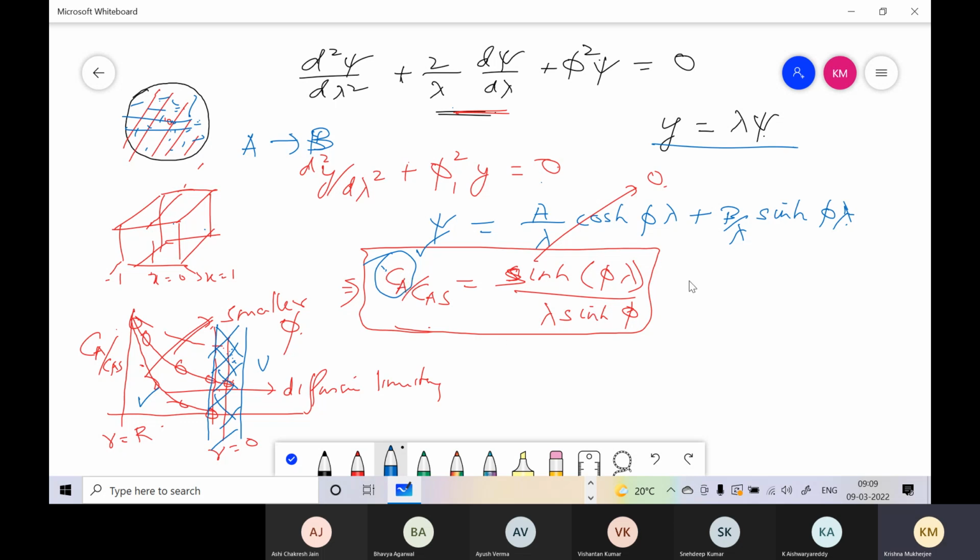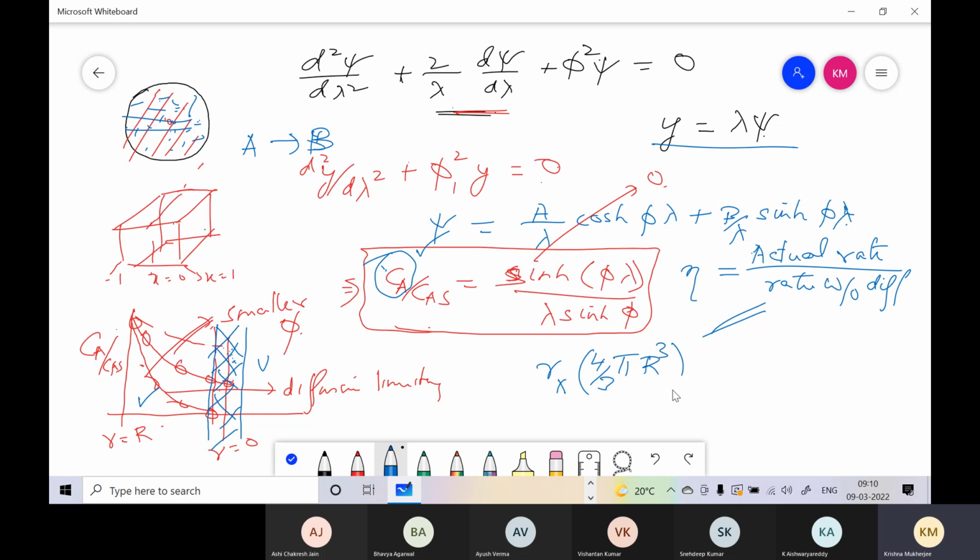Now, really what we are interested in is finding out the efficiency of the reaction, which, as I told you in the previous class, is the actual rate upon the rate in the absence of diffusion, the rate without diffusion, right? So rate without diffusion is very obvious. It is nothing but Rx into 4/3 pi r cube, because this is the volume. And so if you have a certain amount of loading, this is your reaction rate. If it was first order, Rx is nothing but Kca 4/3 pi r cube.